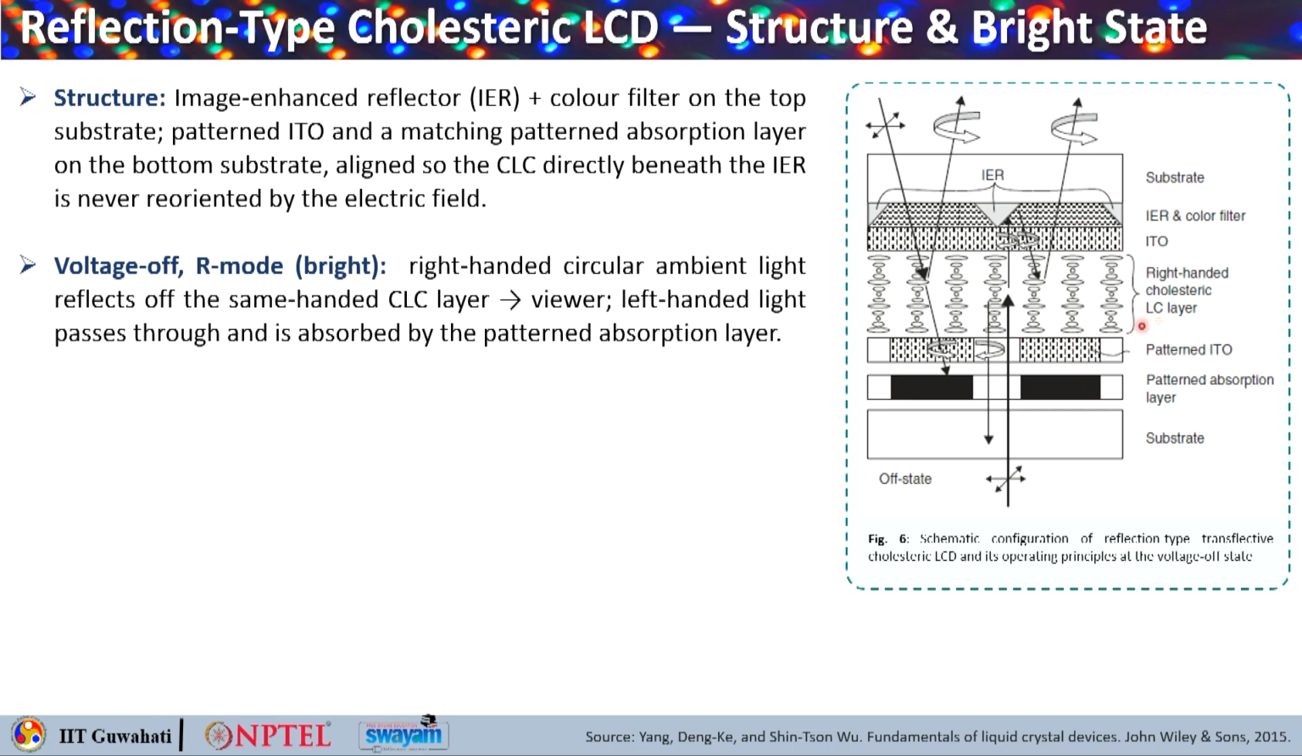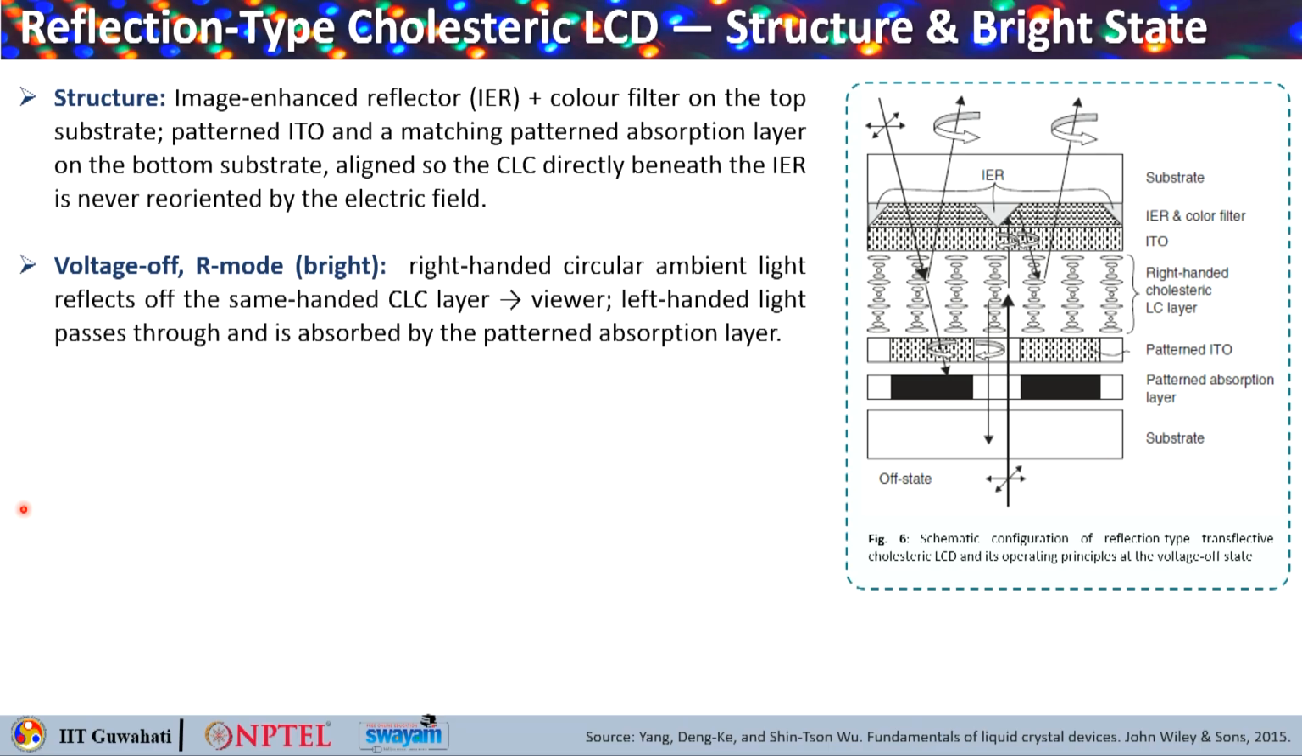So here you have the right-handed cholesteric liquid crystal layer. This is the top substrate. Here you have the image enhanced reflector plus the color filter. Here you have the ITO which is fully patterned. Here you have patterned ITO with some gaps or openings. Here you have the patterned absorption layer, and then here you finally have the substrate, right?